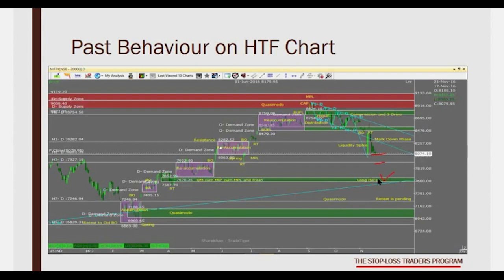167, it's around 160, 170, right? So understand what's happening here. This is the weekly chart of the same script, right?